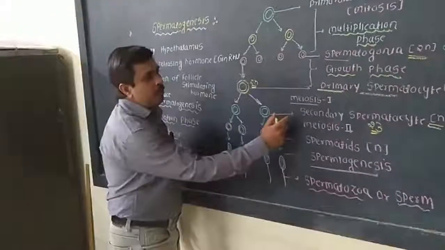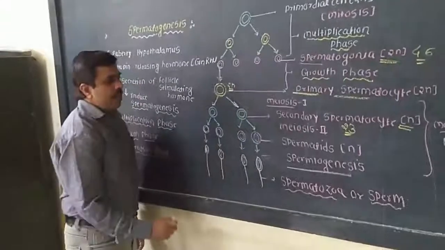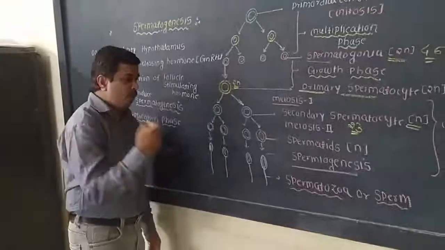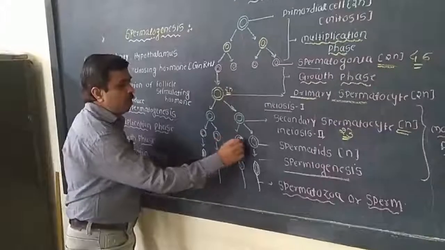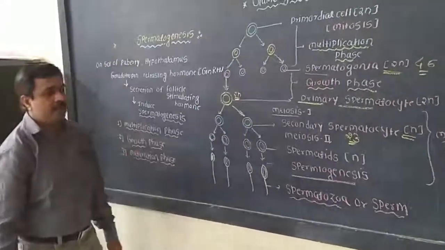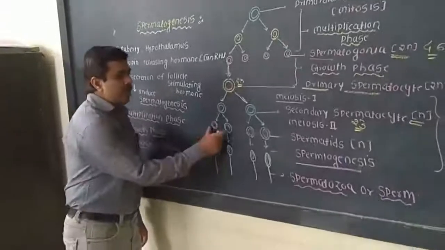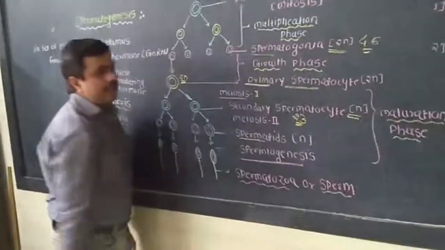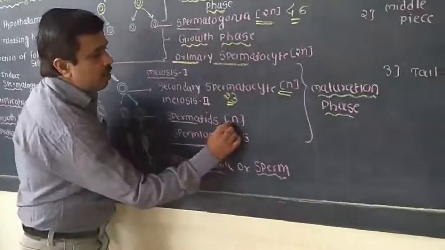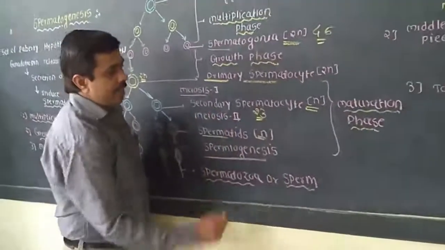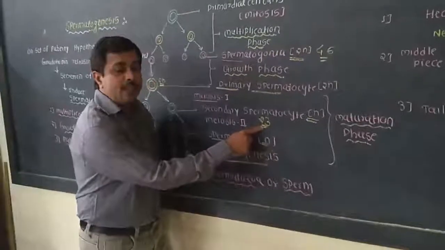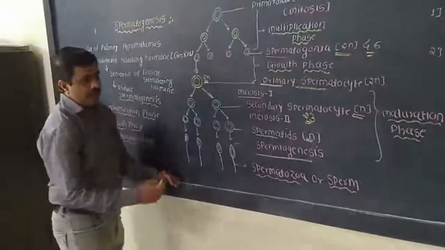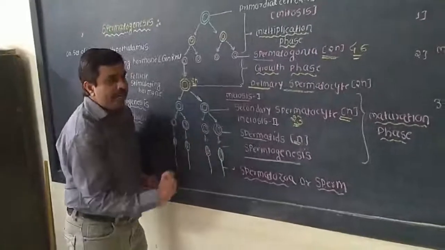Then these secondary spermatocytes undergo the second stage, that is meiosis 2, and four daughter cells are formed. These newly formed cells are known as the spermatids. These spermatids are also haploid and contain 23 chromosomes. Now, in the next stage, the maturation phase will be completed.